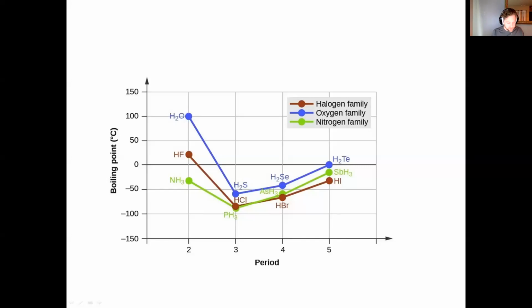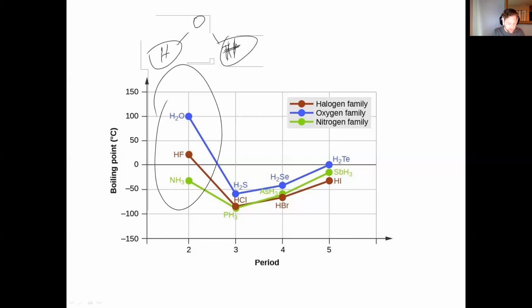So when we're looking at the period 2 elements and their ability to hydrogen bond, it helps to look at the Lewis structure. Water has optimal hydrogen bonding because it has 2 hydrogens and 2 lone pairs. So the ratio of lone pairs to hydrogen is 2 to 2.